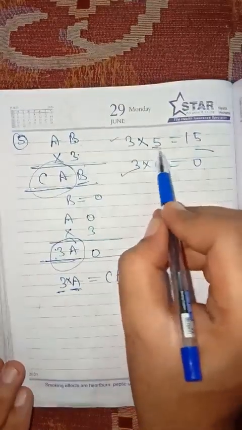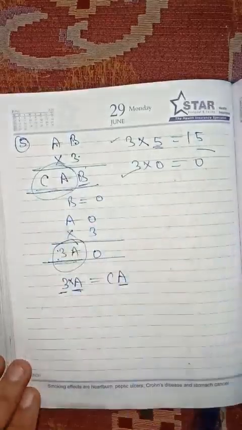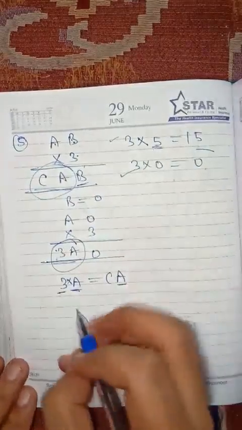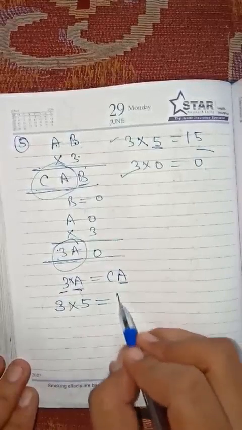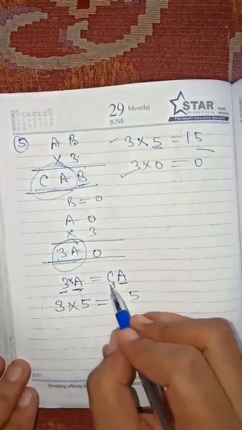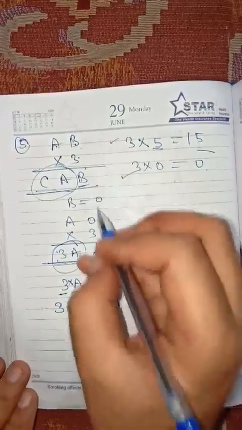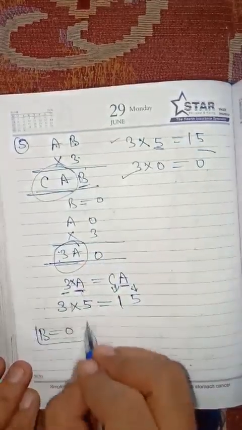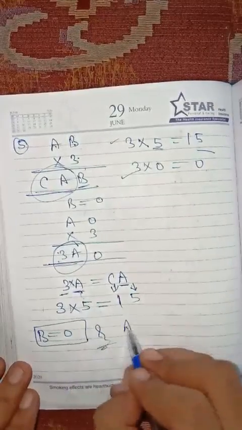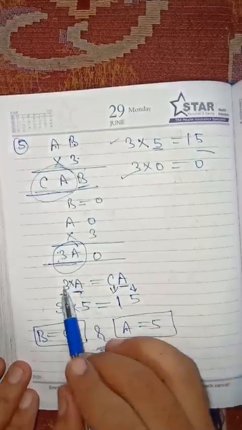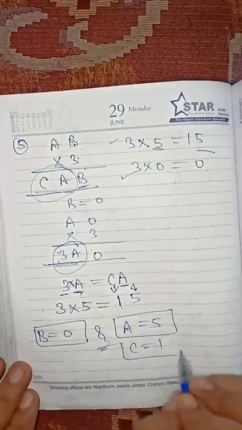There are two possibilities. One is 5, another one is 0. But it cannot be 0 because all numbers would then be 0. So that should be 5. So in place of A, we should replace it by 5. And when we replace it by 5, 3 fives are 15. In place of C, which number are we getting? 1. In place of A, which number are we getting? 5. So B is 0 is our correct answer. And when we replace A by 5, you are getting the value of C as 1. So C is equal to 1.